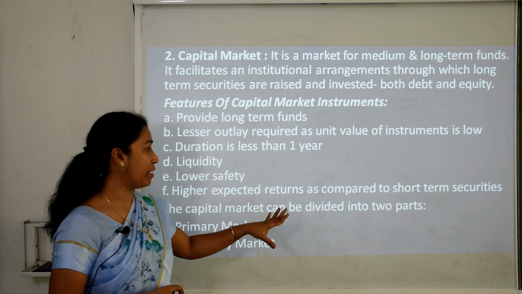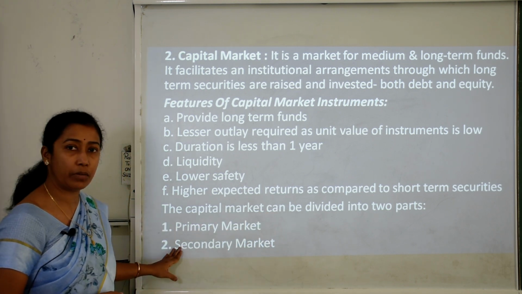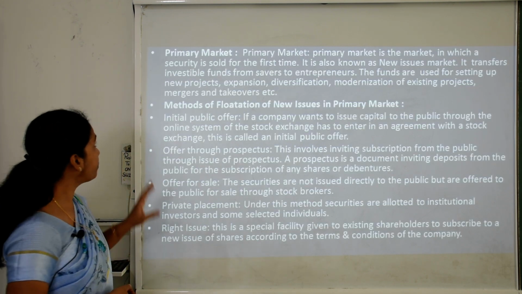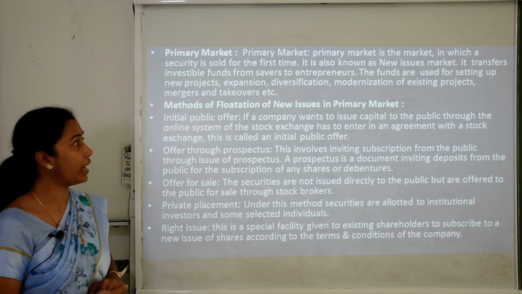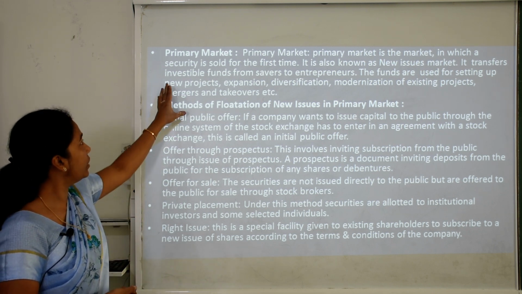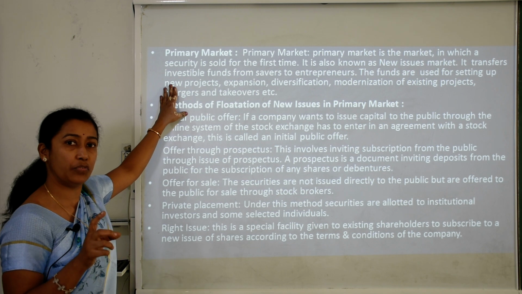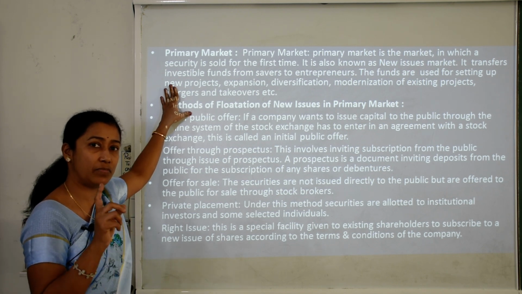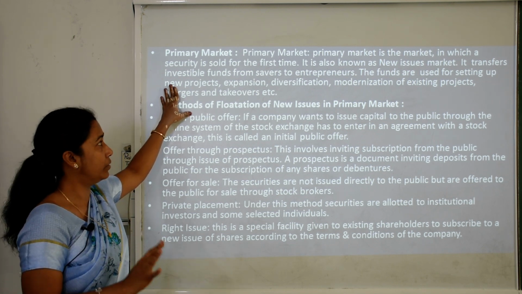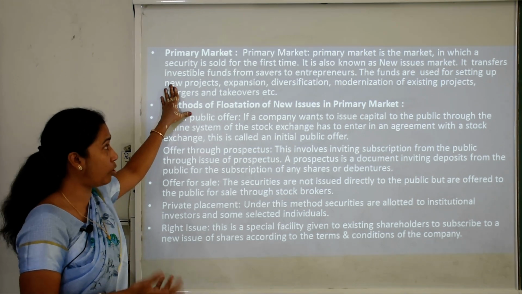The capital market can be divided into two types, that is primary market and secondary market. Now if we talk about primary capital market, it is the market in which a security is sold for the first time. As the name suggests, primary means which is done for the first time. The securities are bought or sold here.